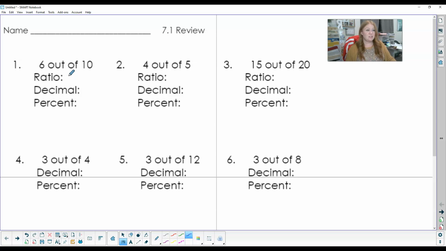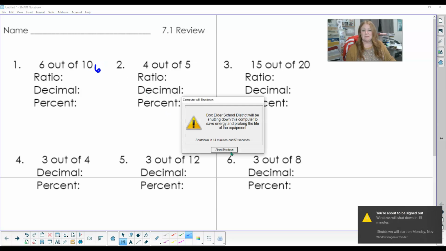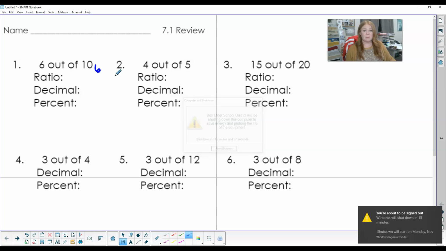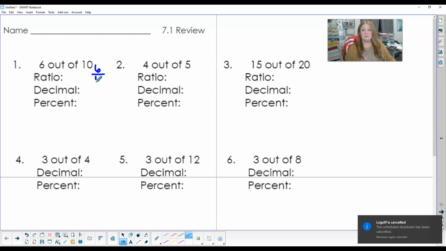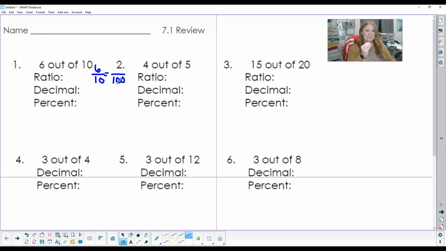So a ratio is just like a fraction, and we write it 6 out of 10. Okay, so when we have 6 out of 10, I want to make that out of 100. So I ask myself, how do I get from 10 to 100? And I do the same, 6 times whatever this was. That gives me my percent. This number is my percent.